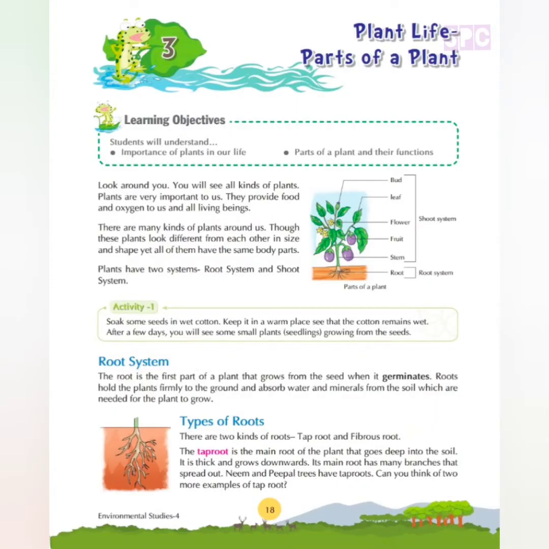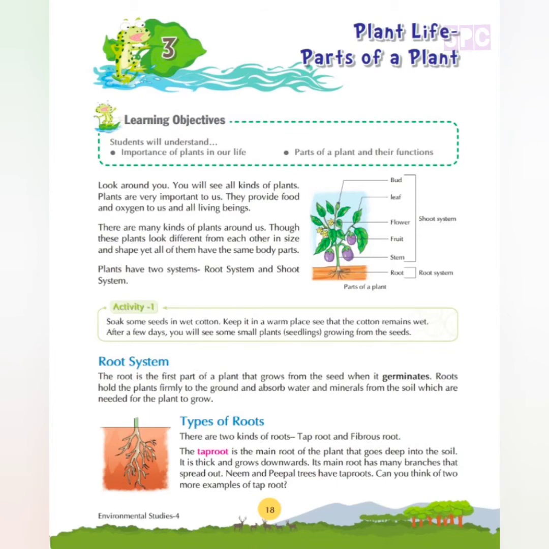Now, children, before learning about these parts of a plant in detail, first let's try to find out what is given here in this activity. Activity 1. Soak some seeds in wet cotton. Keep it in a warm place. See that the cotton remains wet. After a few days, you will see some small plants or seedlings growing from the seed. So, children, this is an interesting activity which will give you a first hand experience to see, grow, and observe a seed growing into a seedling.